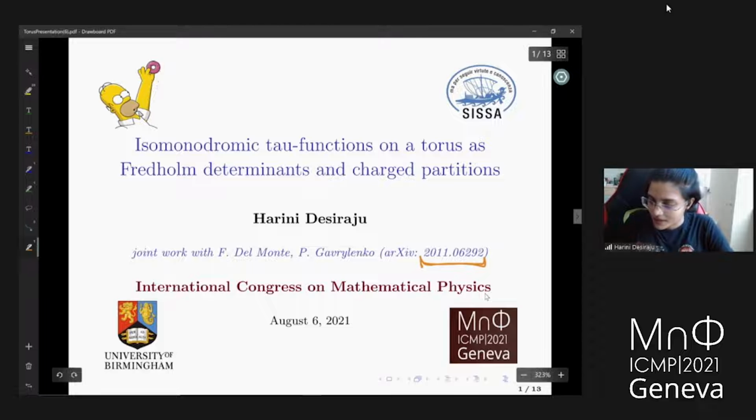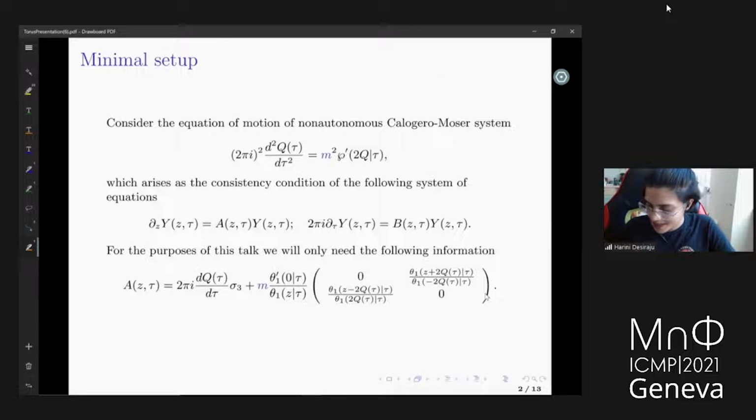Our main goal with this paper was twofold. One was to explicitly formulate tau functions on a torus. I'll define what a tau function is in a minute. And then we wanted to make contact with Nekrasov partition functions. In this talk, my main example will be a torus with one puncture, but everything that I say is applicable to a torus with any number of punctures as long as they are Fuchsian. Okay, so this is my starting point.